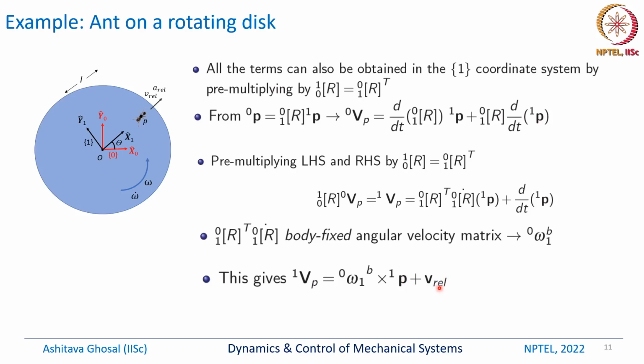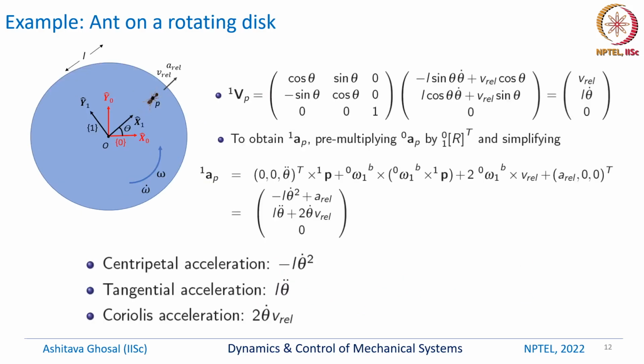So what is v relative? It is just the x component, so v rel, 0, 0. And similarly, what is 1p? It is L, 0, 0, and omega b is 0, 0, theta dot. So we can evaluate both the terms on the right hand side, and we can get this velocity of the point in the 1 coordinate system.